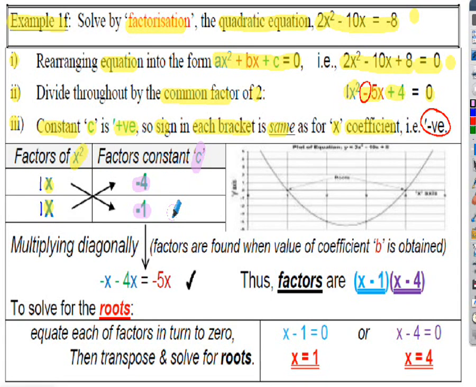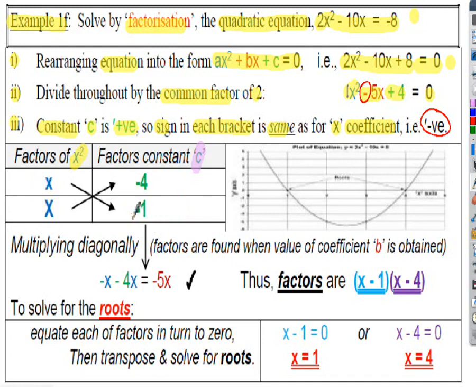Now what I'm going to do with this method is use a cross multiplication approach here. And you must stick to this. Now in this particular instance, because factors of the x squared term are the same, I don't really need to cross multiply. But I'm going to keep that process going because in later questions we will need to cross multiply. So I'm going to stick to that process throughout. But I realise you do not actually need to cross multiply in this particular case.